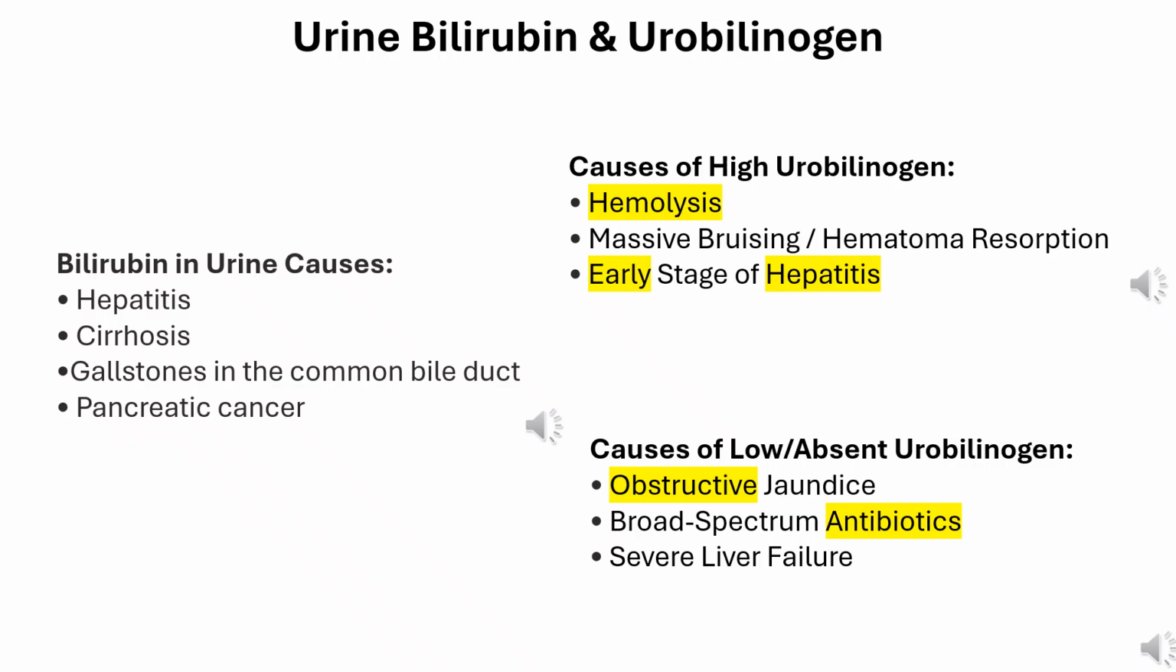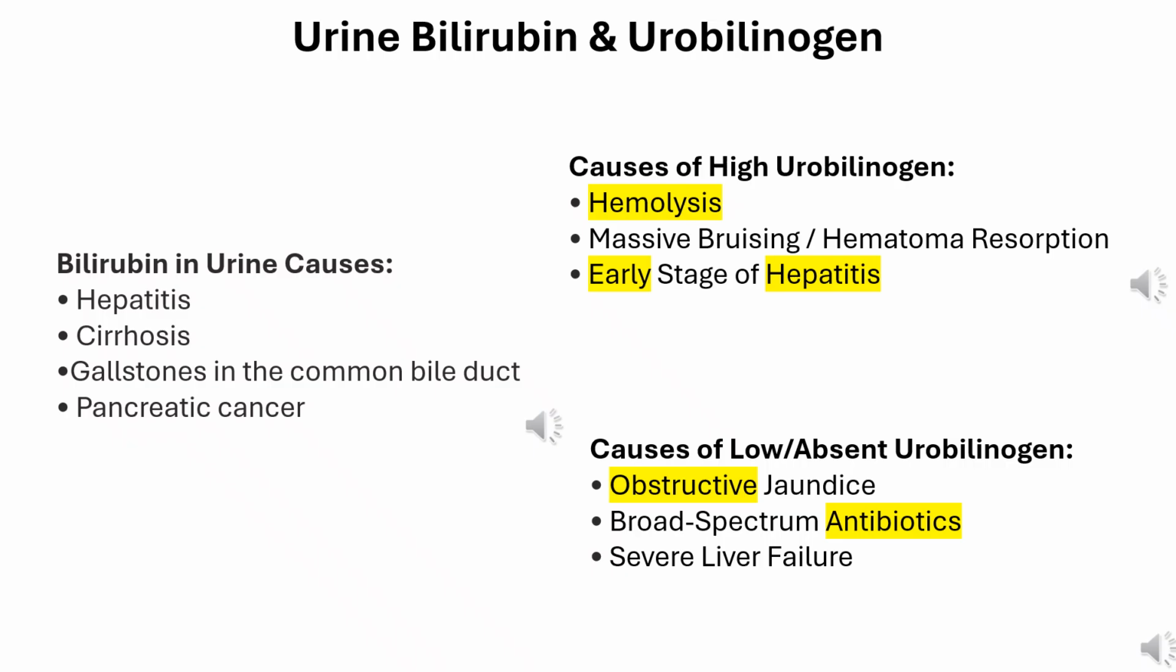For increased urobilinogen: if red blood cells are being destroyed too fast (hemolysis), the liver is overwhelmed with bilirubin due to overproduction. The liver sends it to the gut to process the excess. Bacteria create excess urobilinogen, more is reabsorbed, and the kidneys excrete the surplus. Causes of high urobilinogen: hemolytic anemia, massive bruising or hematoma resorption, early stage of hepatitis.